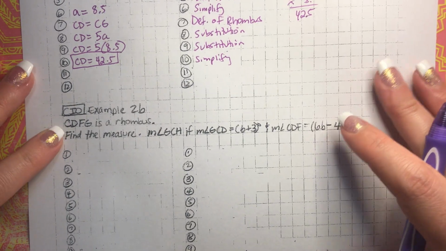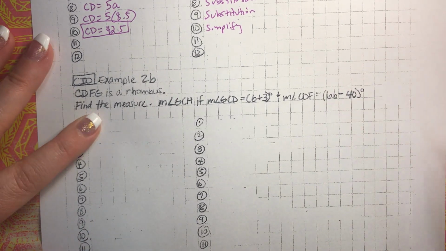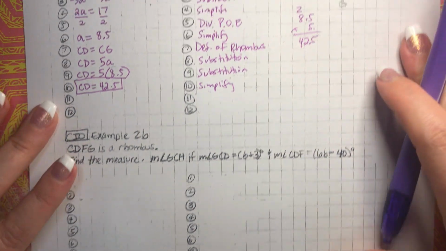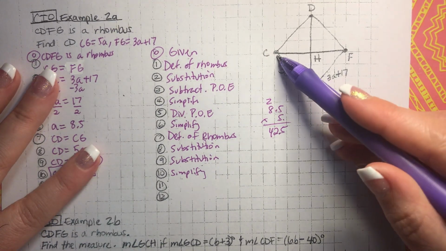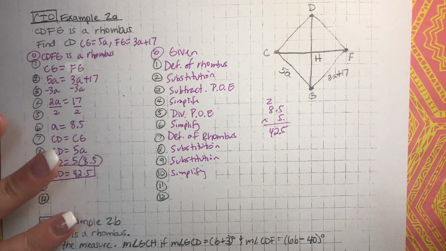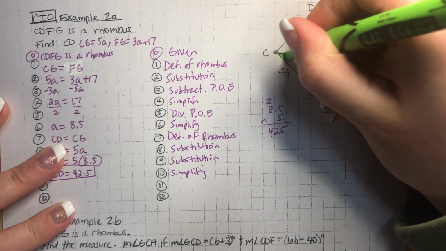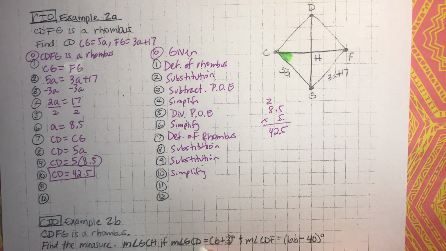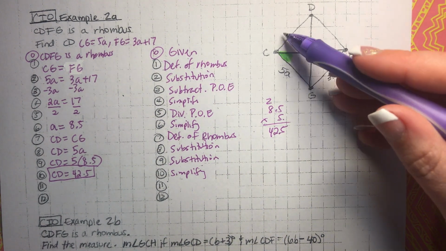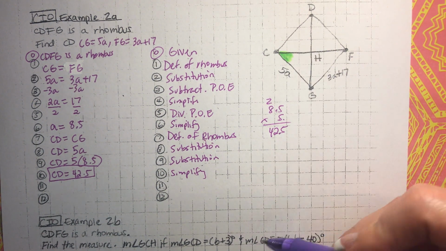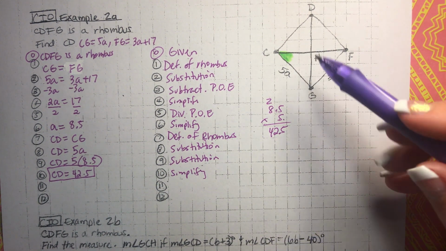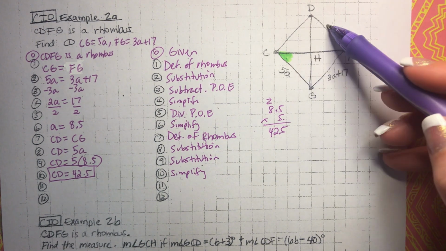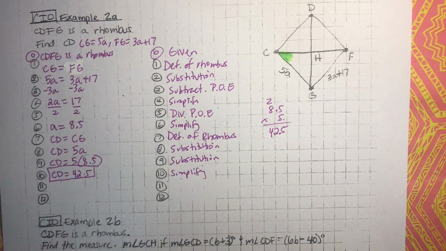Okay, example 2B. It says CDFG is a rhombus. Find the measure of GCH. Okay, so we're finding the measure of this one, GCH, if the measure of GCD, the whole angle, is B plus 3, and the measure of CDF, this angle, is 6B minus 40. This one looks like fun.